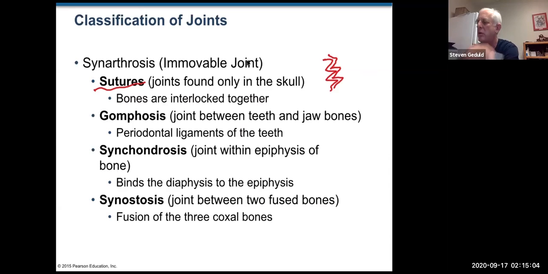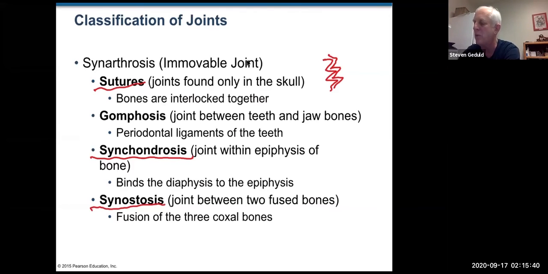Then you have synchondrosis, which is a joint with an epiphysis of the bone. It binds the diaphysis to the epiphysis. Remember, the diaphysis was the shaft of the long bone. The epiphysis was the end of the long bone. Between those was the metaphysis, which joins those two together. That's a synchondrosis joint. That's the growth plate. That's immovable, I'm sorry. So sutures, gomphosis, synchondrosis, and synostosis are immovable joints.